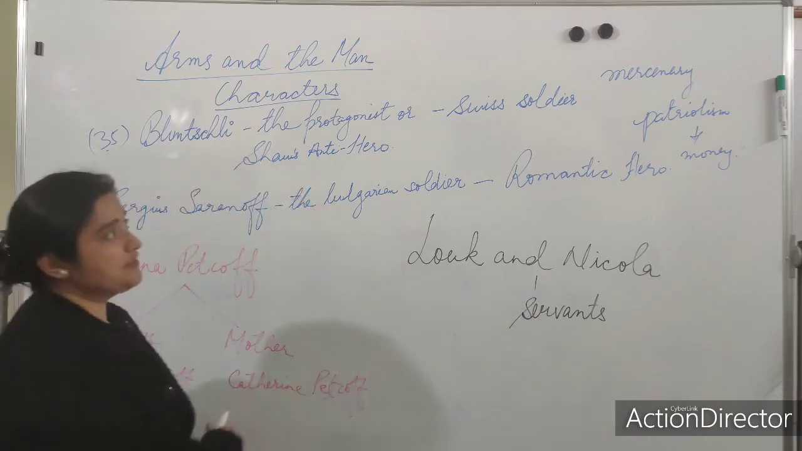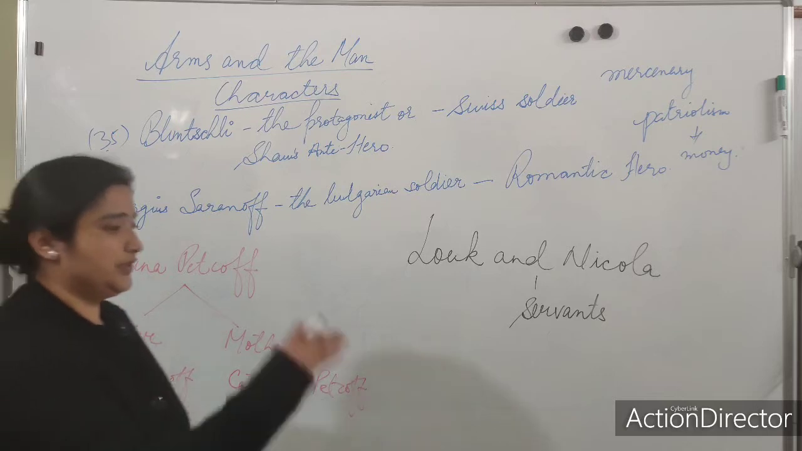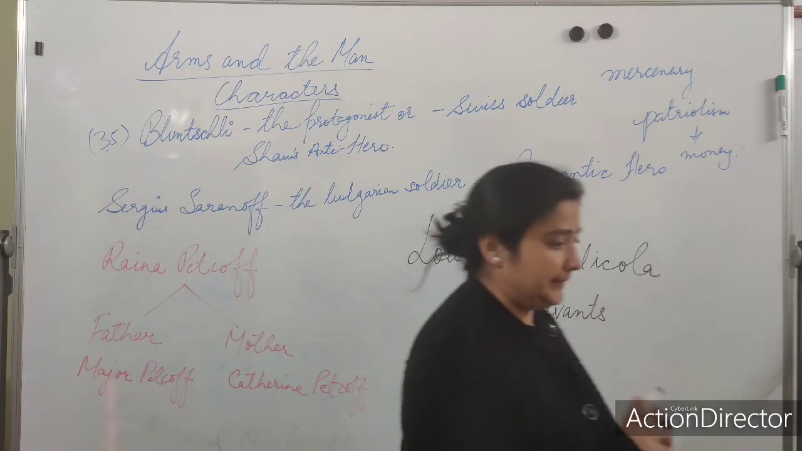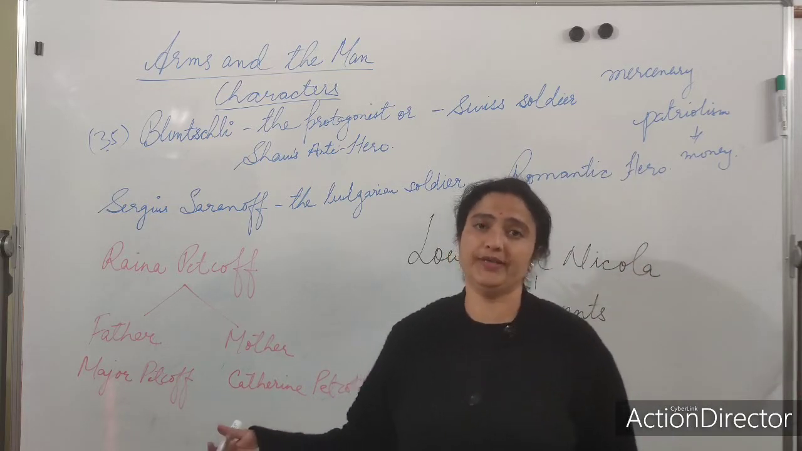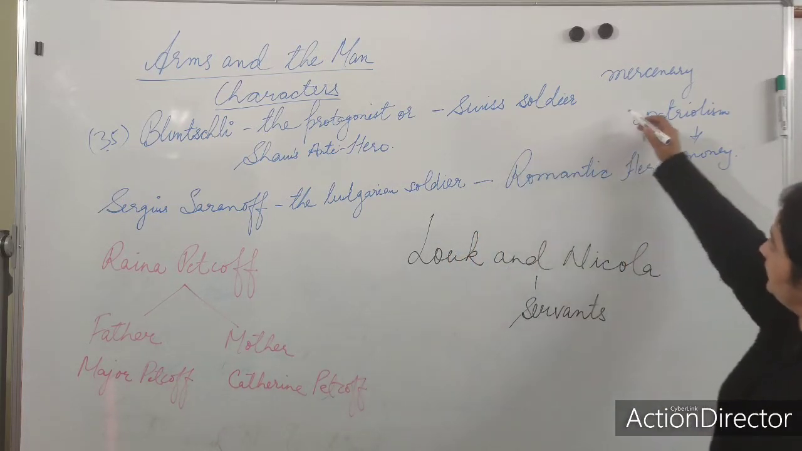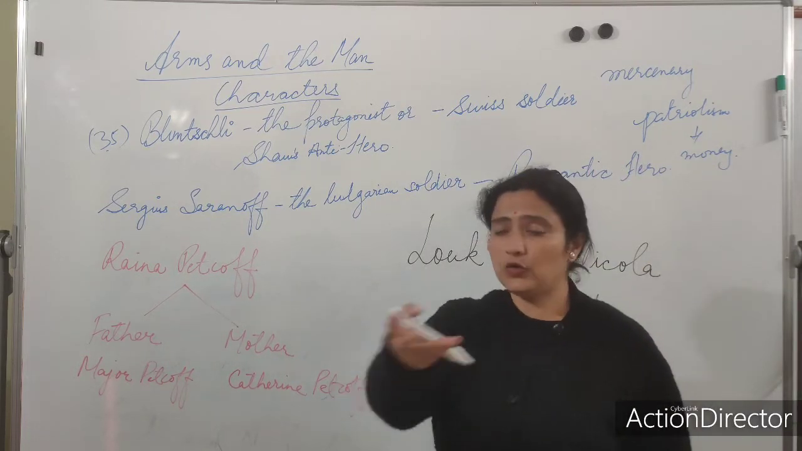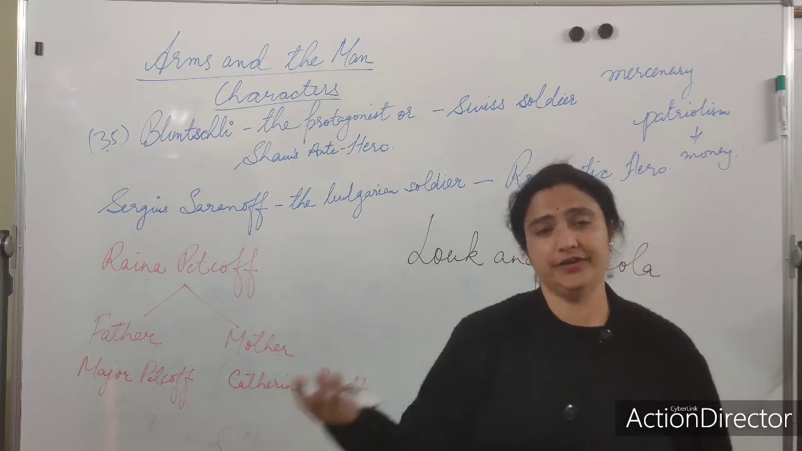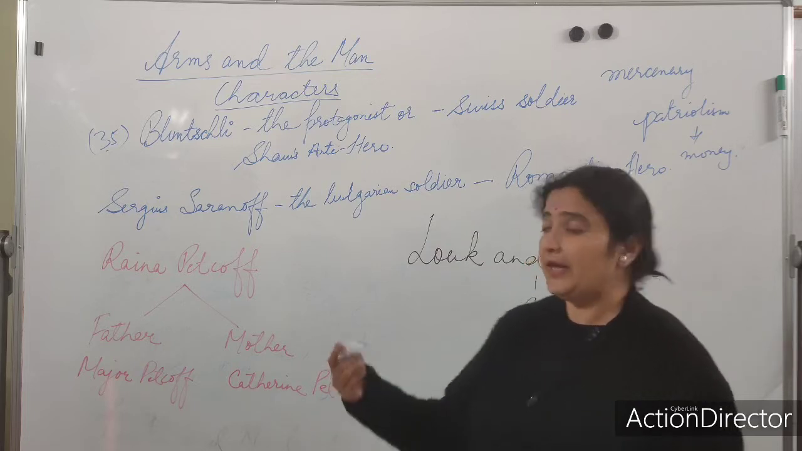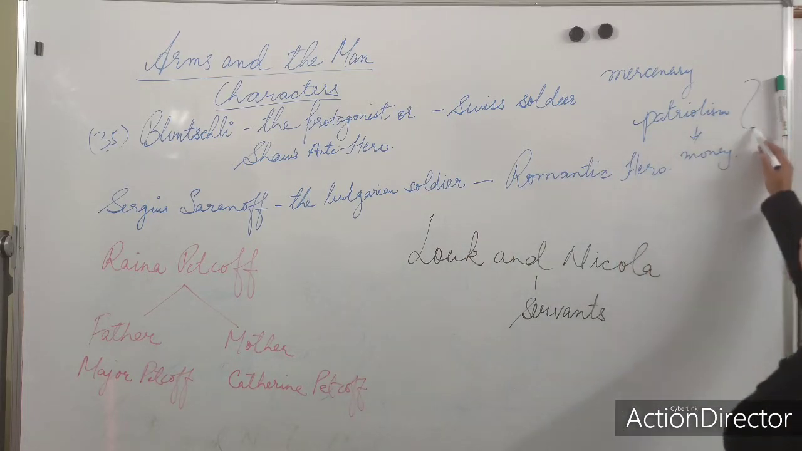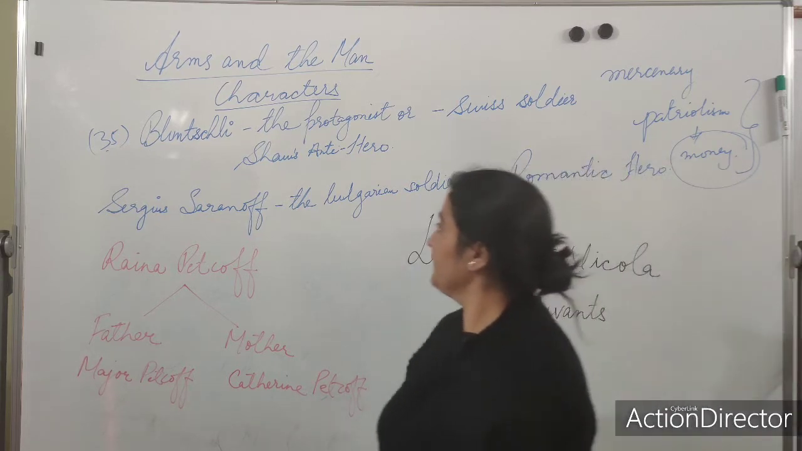Okay? When I discussed with you the key points of the play, I told you that the background of the play is the Bulgarian-Serbian war, right? And Bluntschli's role over here is that he belongs to none of the Bulgarians or the Serbians. He is a Swiss soldier, and he is simply being part of the war for the sake of money, right?